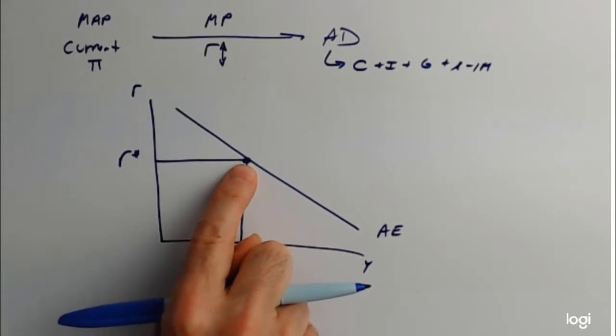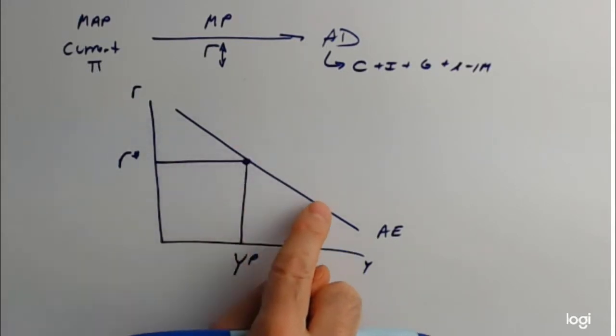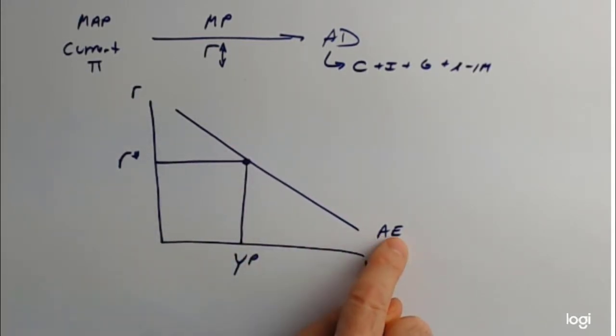Right at this point is where supply, right here along this axis, equals demand, because think of aggregate expenditures as demand at this point. In other words, the aggregate expenditure curve shows us that the natural real rate of interest is the interest rate that is consistent with a long-term equilibrium in aggregate expenditures and output, specifically potential output, YP.